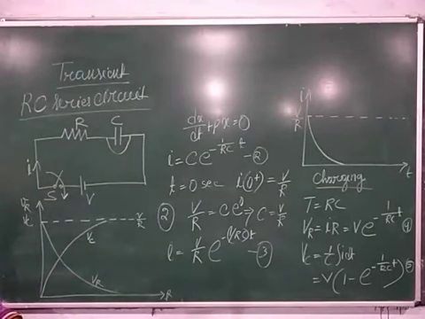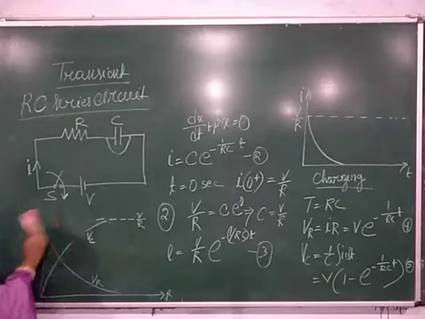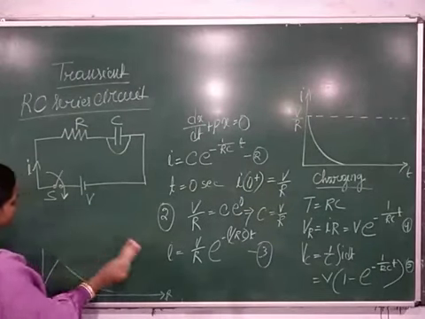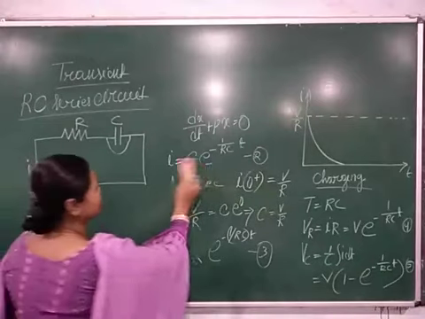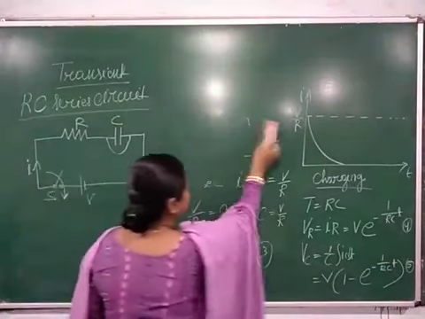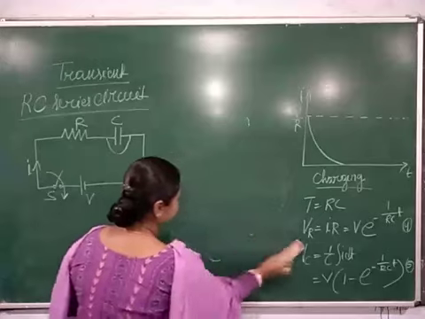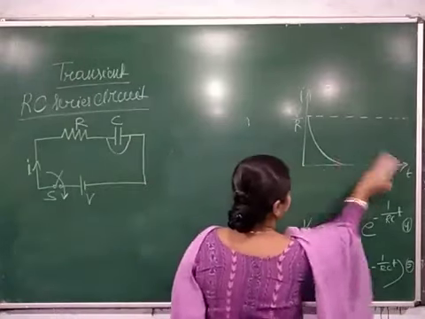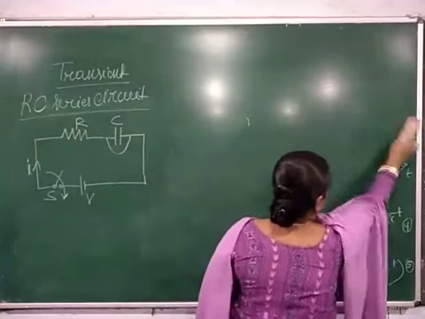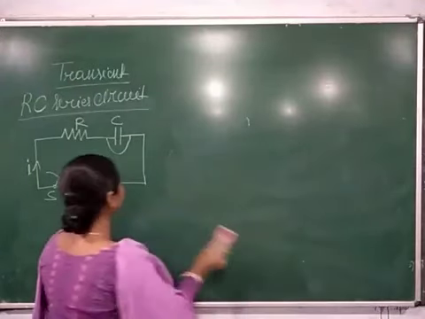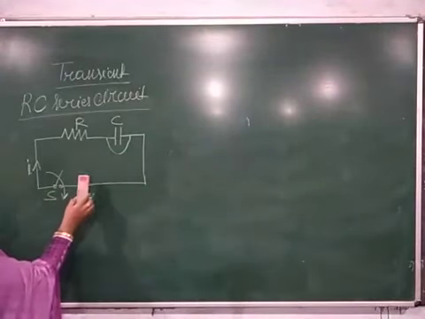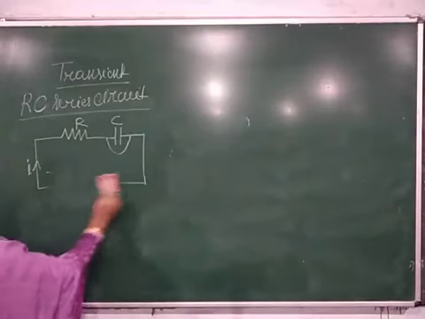Next we study the discharging case. That means now we disconnect the DC supply from this RC series circuit. For the discharging case, I change this circuit diagram a little bit.